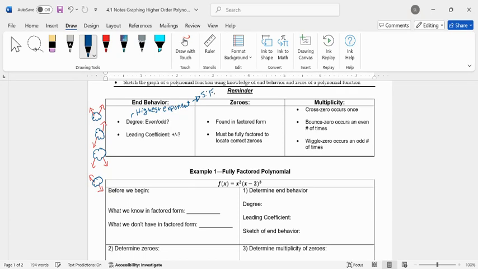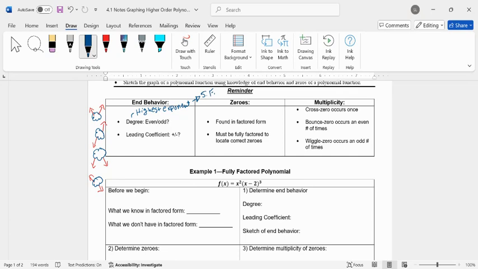I'll say SF for standard form. Or if you're in factored form, you add all the exponents on the factors, okay? But we say it's the highest exponent from standard form. So if you're not in standard form, you can't just look at the highest exponent. We'll talk about that in a little bit here. So your degree is either even or odd.